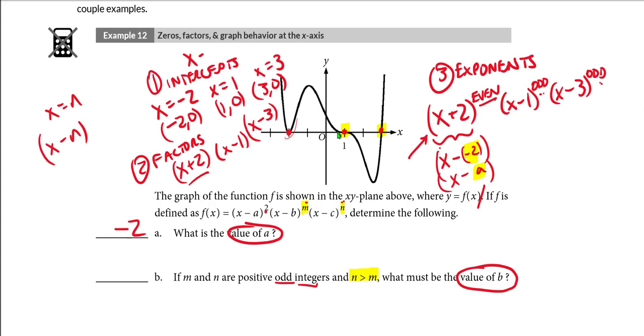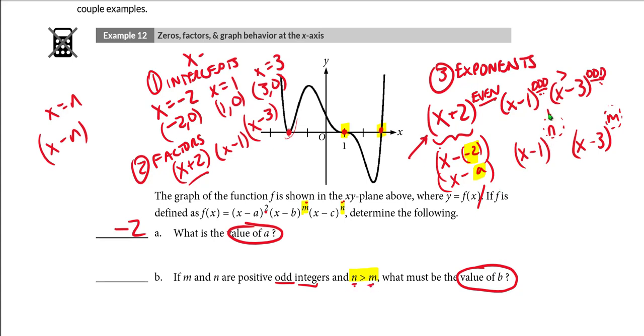What that means is that the exponent on this linear factor, which is that x minus 1, that odd exponent must be greater than the odd exponent on this linear factor. So let's do this. We know that the exponent on this one has to be greater than the exponent on this one. Well, they tell us that n is greater than m. So what that means is that the n must be the exponent on the x minus 1, and the m must be the exponent on the x minus 3. Again, this odd number had to be greater than this odd number. They tell us that n has to be greater than m.